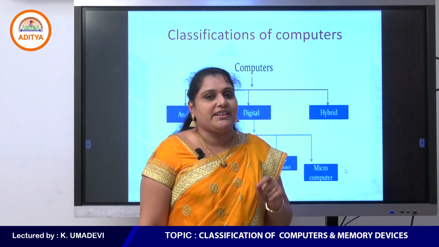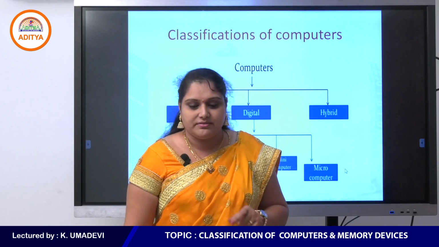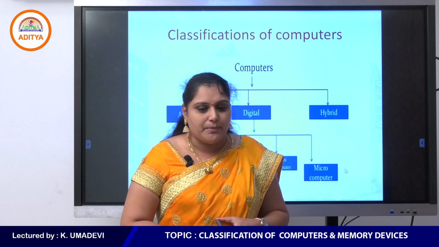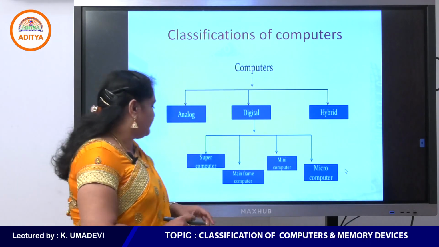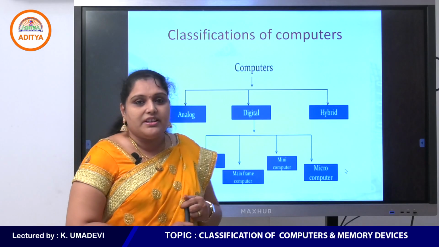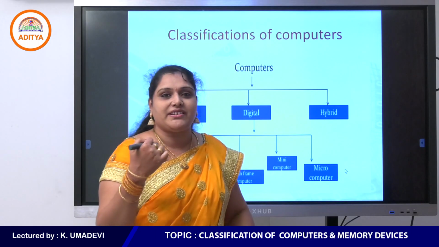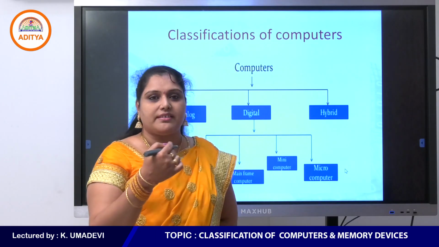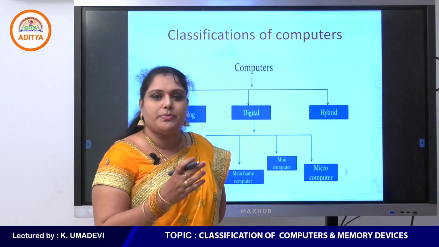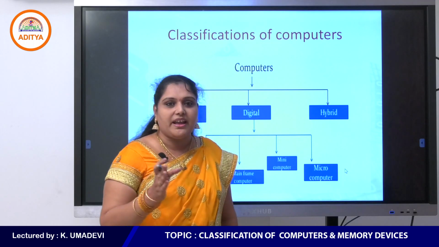Okay students, what is analog computer? Why is it called an analog computer? See, an analog computer accepts the input as physical quantities such as temperature, length, pressure, etc. The best examples are speedometer, thermometer, voltmeter, electric meter, etc.